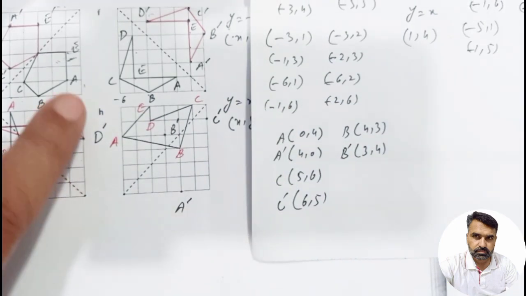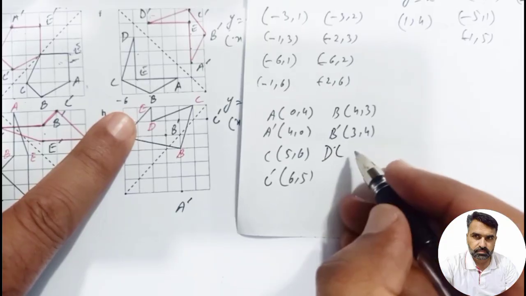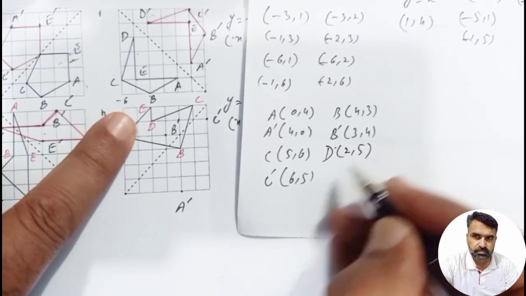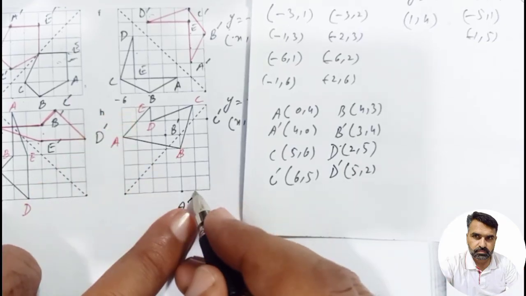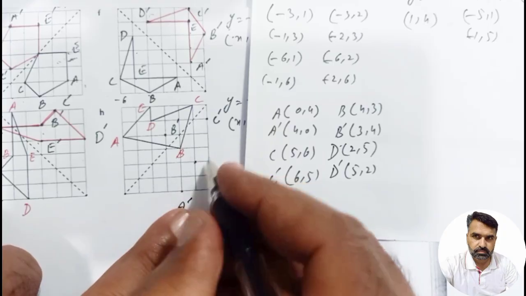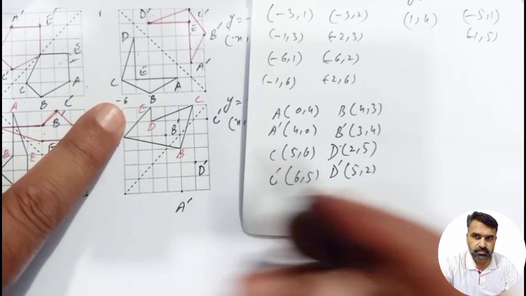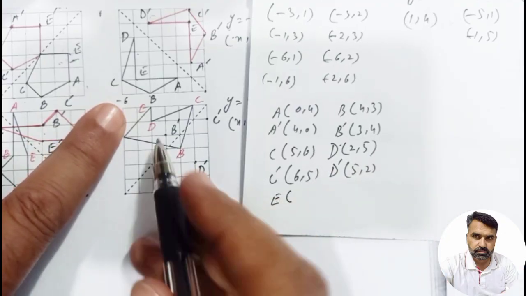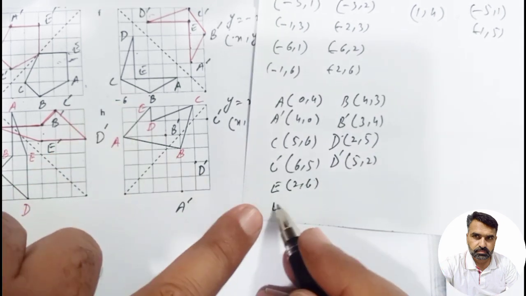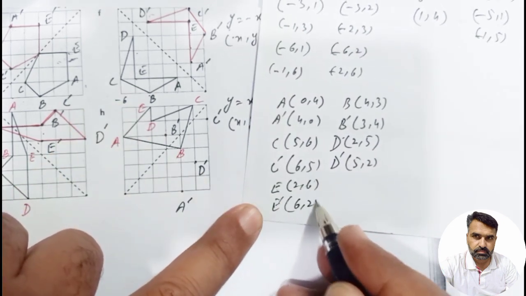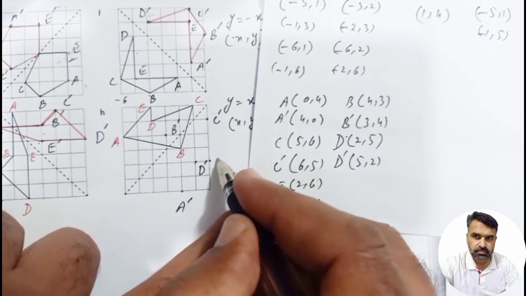Now students, look at the coordinates of point D, 2 and 5, and the coordinates of D prime will be 5 and 2. So it is D prime. Now look at the coordinates of E. The coordinates of E are 2 and 6, and the coordinates of E prime will be 6 and 2. This point is E prime.